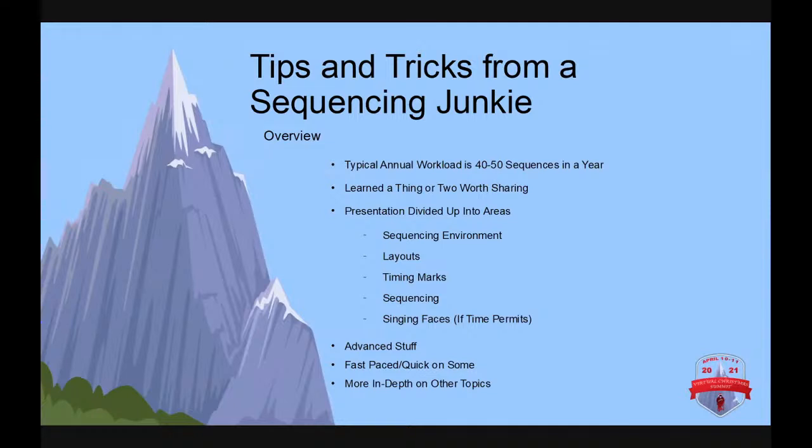Give you a little background on me. I am the primary sequencer for Showstopper sequences. A typical workload for me in a given year, I'll work on about 40 to 50 sequences. A lot of the stuff I do, you never see because it's commercial work. You never see it in our store because starting around the end of August until about the middle of November, I'm doing primarily commercial sequencing.